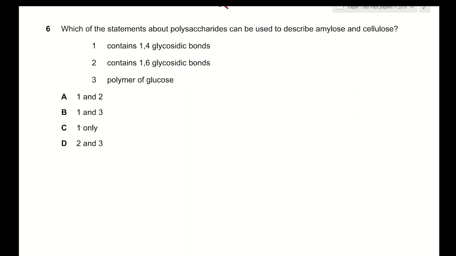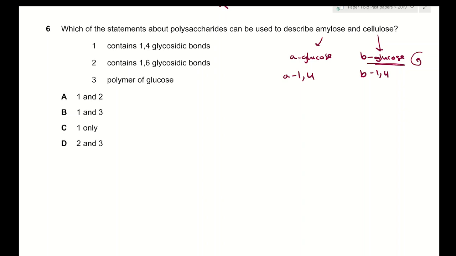Question number 6. Which of these statements about polysaccharides can be used to describe amylose and cellulose? So, amylose is a polysaccharide made of alpha-glucose units, joined by alpha 1 to 4 glycosidic bonds. Now, cellulose is a polysaccharide as a result of condensation of beta-glucose monomers by beta 1 to 4 glycosidic bonds, where each beta-glucose monomer is rotated 180 degrees.